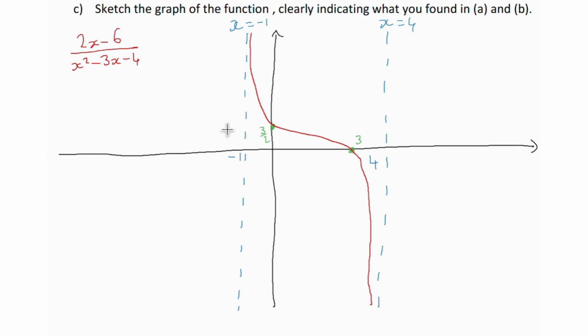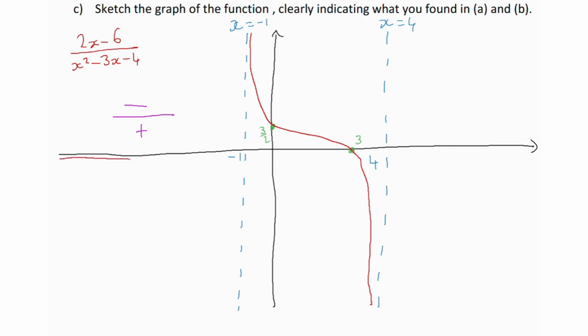So let's choose something like -10, some point over here. We're going to get -20 minus 6. Now that is definitely negative on the top. And we're only interested in the sign. I'm not interested in the value, just the sign. On the bottom, minus 10 is going to give me 100 plus 30 minus 4. So that's going to give me a positive number. And when I put those two things together, I've got a negative and a positive. That means that when I do that division, I'm going to get a negative answer. So what that means is this function is always negative on this side of -1.